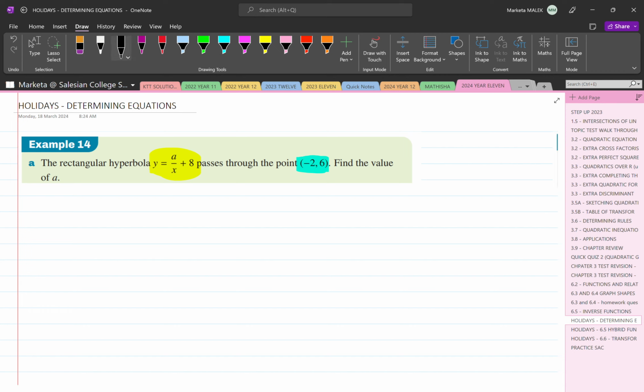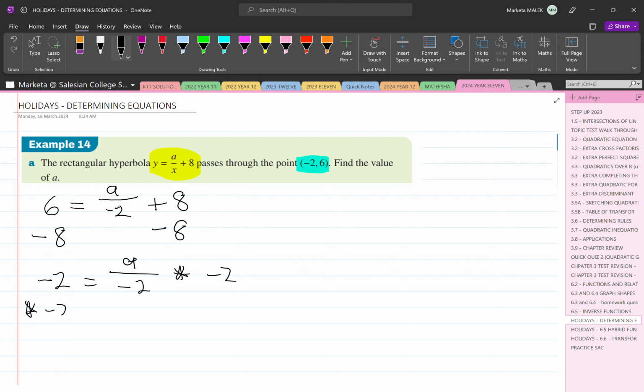So all you need to do when you have any point, the usual situation, is you sub in that point. So 6 is the y value, and that equals a over -2, which is x, plus 8. And then we can just simply rearrange. So we get -2 equals a divided by -2. And then, of course, we're multiplying by -2 on both sides. So that means a is going to equal 4.